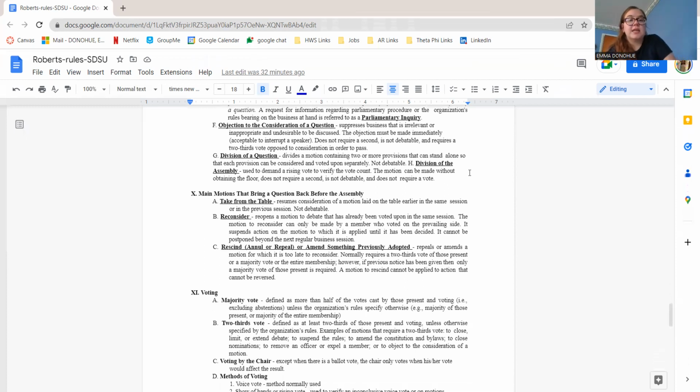Then there is the division of a question. This divides a motion containing 2 or more provisions that can stand alone, so that each provision can be considered and voted upon separately. This is not debatable. Division of the assembly is used to demand a rising vote to verify the vote count. The motion can be made without obtaining the floor, does not require a second, is not debatable, and does not require a vote.